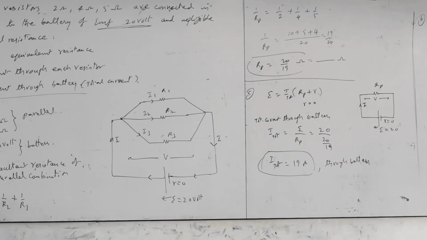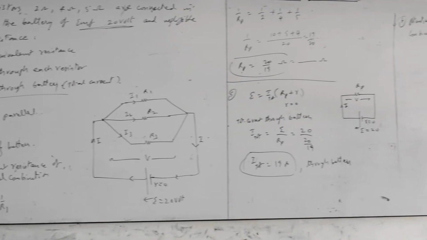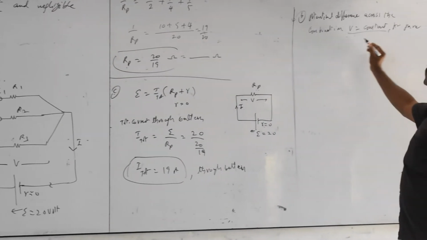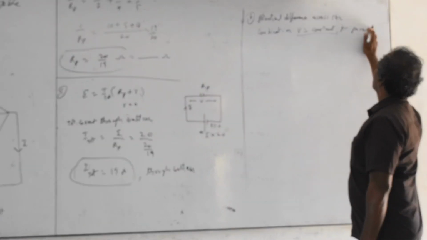Potential difference across the combination, V, is equal to a constant for parallel resistors. The resistors are parallel. Potential difference across the combination V equal to constant for parallel resistors.